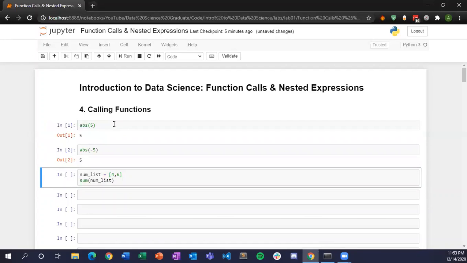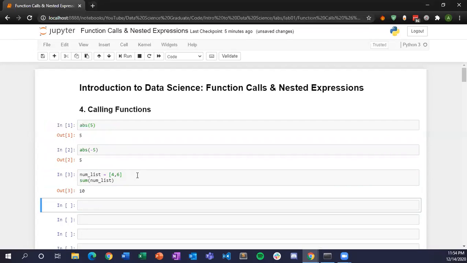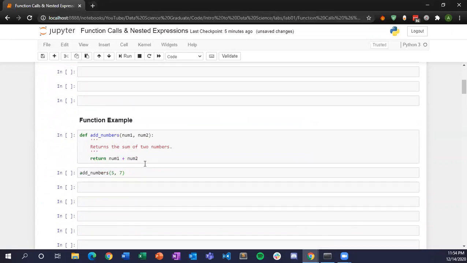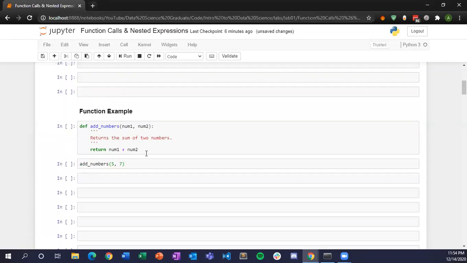Another built-in function is the sum function, which takes in a list or some other iterable variable and returns a sum, which is shown here. In addition to using built-in functions, we can also write our own functions. To write our own function, we use the following format: def, function name, parameters in parentheses, colon, function comments that are tabbed in once, and our code that's also tabbed in once. For example, I created this add number function here, which takes in two numbers and returns the sum. To call this function, we can type the function name and pass in two numbers.